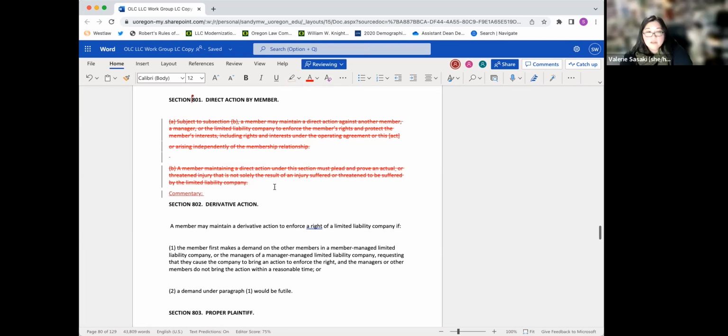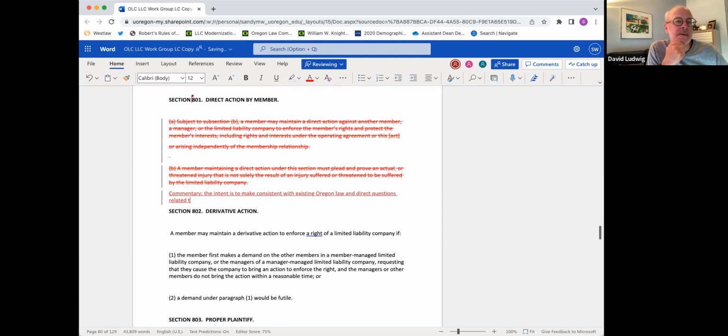So the commentary then would be the intent is to make it consistent with existing Oregon law and direct questions with respect to a direct action back to the common law. Does that sound reasonable? I think so.